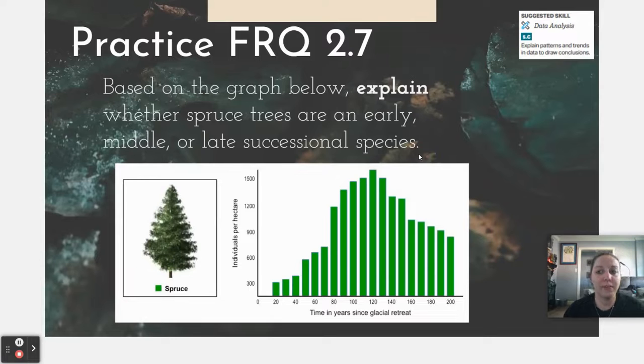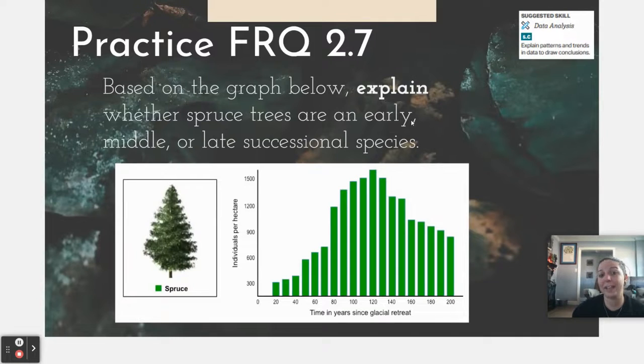So our practice FRQ for today is based on the graph below. Explain whether spruce trees are an early, middle, or late successional species. So the graph is showing you individuals of spruce trees per hectare in the time in years since glacial retreat. So since we're looking at glacial retreat, this is going to be an example of primary succession, but it's important that you pay attention to the time and how their growth changes over time. So make sure you explain it.